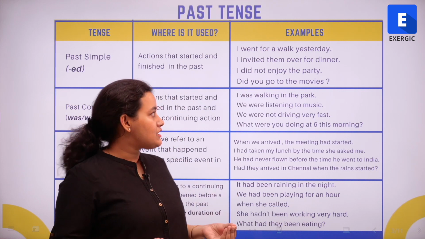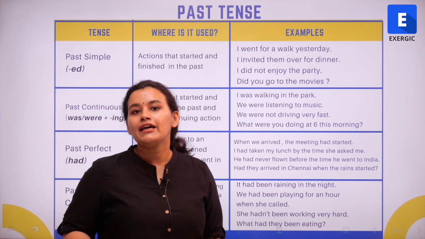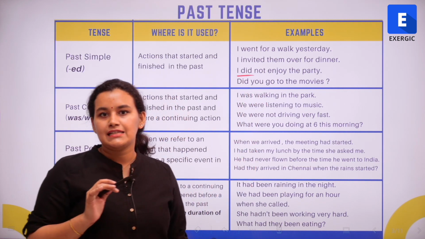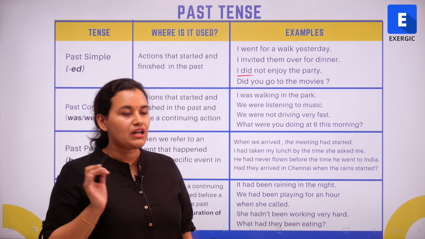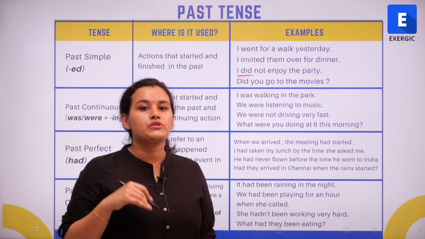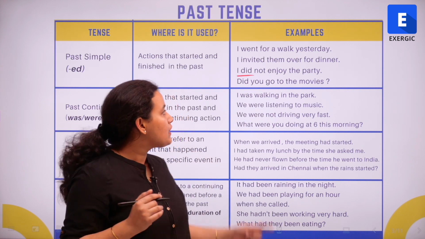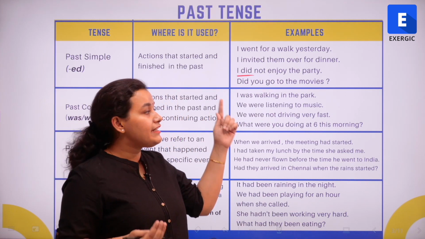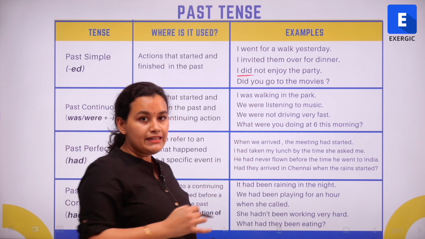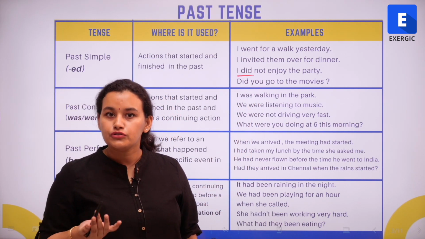A negative sentence would be, I did not enjoy the party. So did is the past tense for the verb do. I did not enjoy the party. It's a negative sentence which is in the simple past tense. A question, did you go to the movies? Again, we are using the verb did, which is the past tense of do.